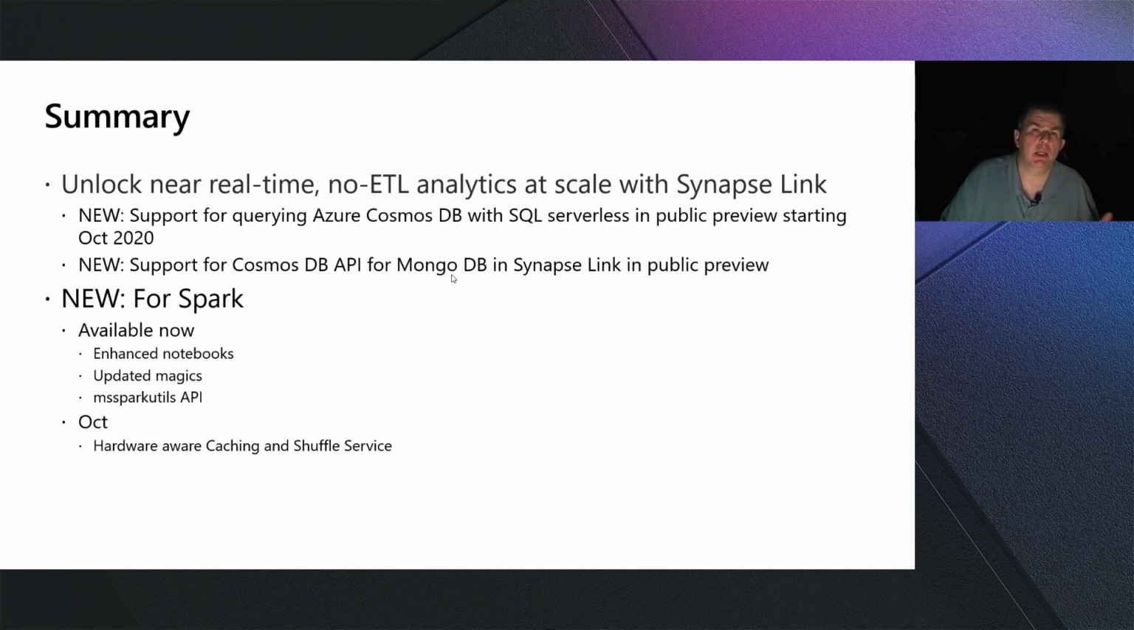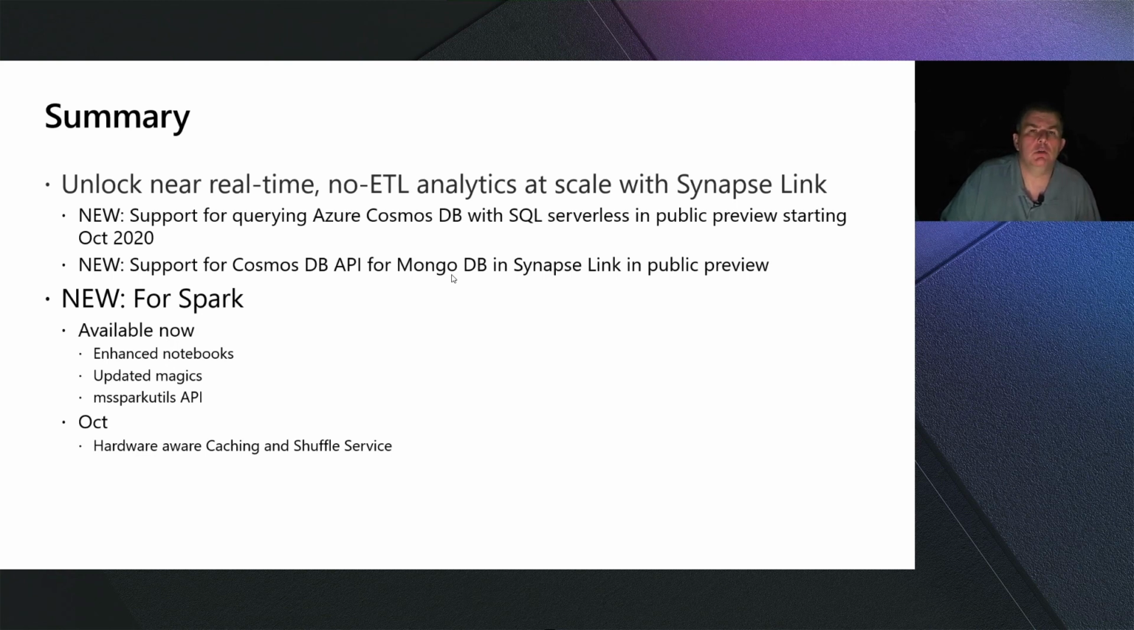We also saw at the beginning, with the work that Ram was demoing, the Cosmos DB API for Mongo. So now you have Mongo available to you, as well as SQL Serverless. So we're expanding on both sides of Synapse Link. In terms of Spark, what you can play with now, if you have access to Azure Synapse Analytics, are those enhanced notebooks that you saw in terms of the UI, the display function. We add new magics, so things like the time it functions and things like that are all there. The MS Spark utils library will be deployed by the time you're able to watch this. We'll have changed the names, as I said.